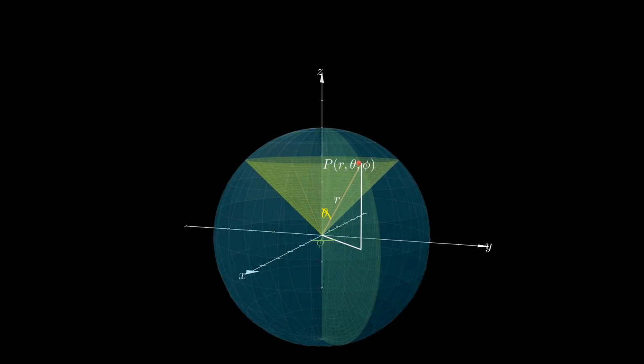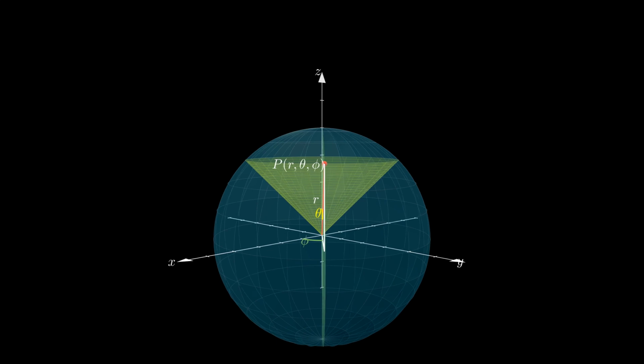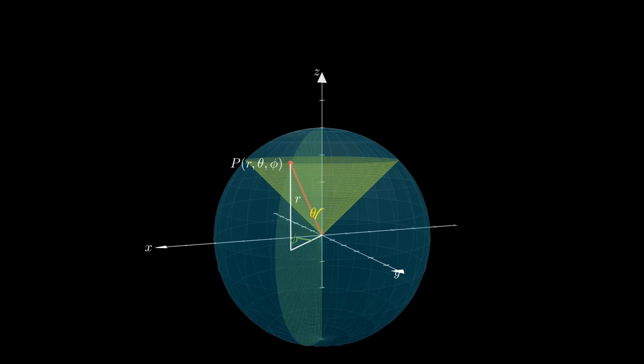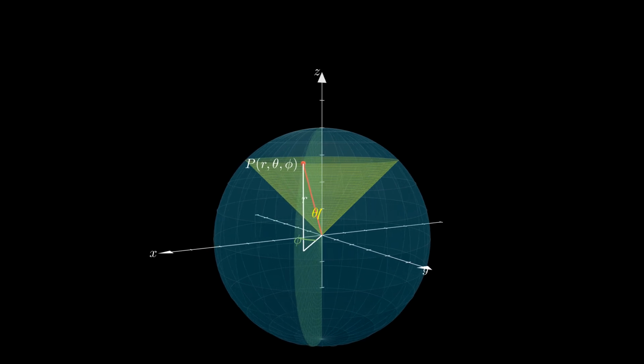A point in the spherical coordinate system is defined by the intersection of these three surfaces. A spherical surface with radius r, a conical surface at an angle theta with z-axis, and a semi-planar surface at an angle phi with x-axis.